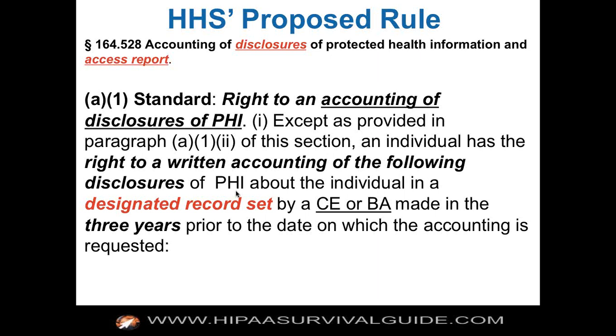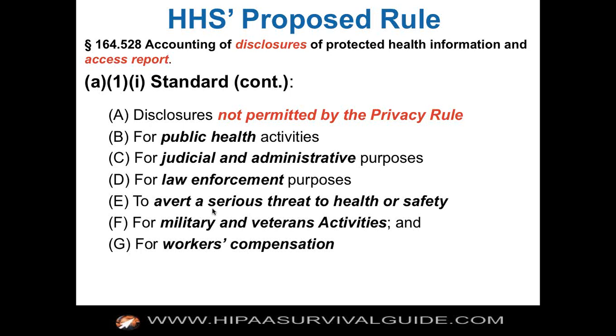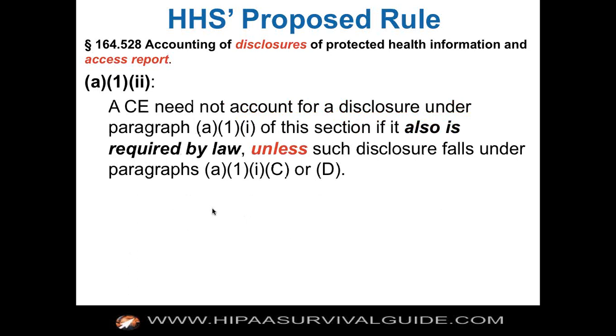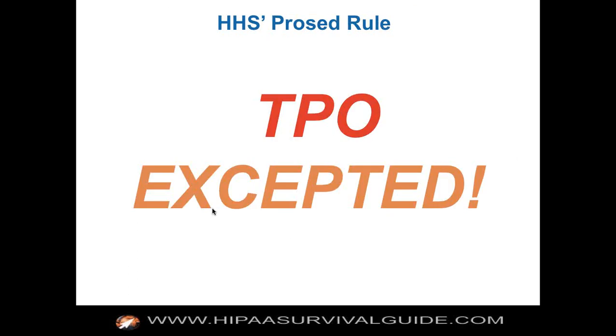So the first standard is a right to an accounting for disclosure that looks like 164.528, but they talk about a designated record set. Notice that in this standard, this right, it doesn't say anything about an EHR. It's a designated record set by a CE or BA made in 3 years prior. So they limit the time to 3 years instead of six. And instead of having a bunch of exceptions where disclosures don't apply, the proposed rule has a list here of where it does apply. Any disclosures not permitted by the privacy rule have to be accounted for. Any for public health, et cetera. So that's one big difference. You don't have an exception list. You have, hey, it applies here, but it also comes with a new set of exceptions. But if you look back here, TPO is not accepted.